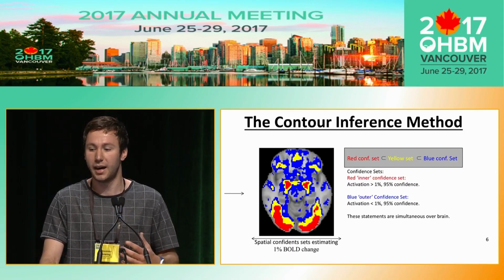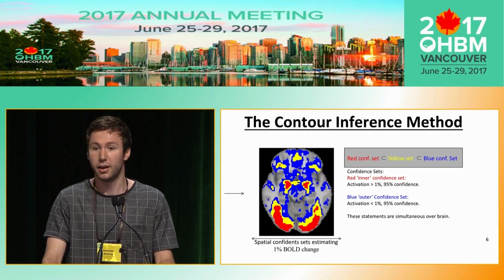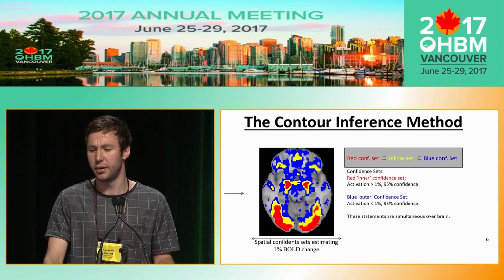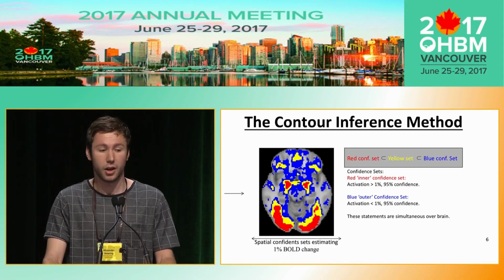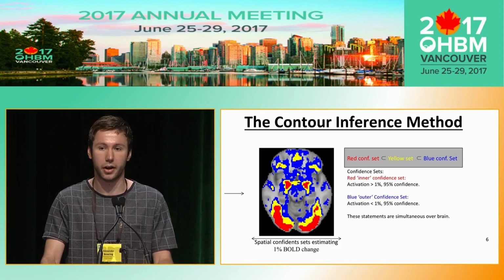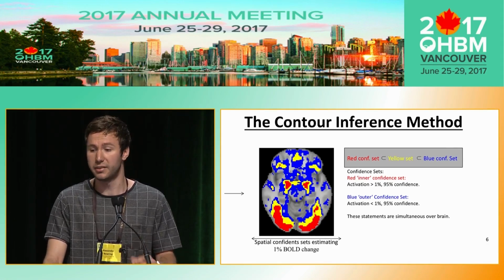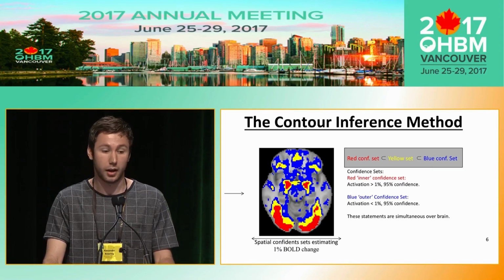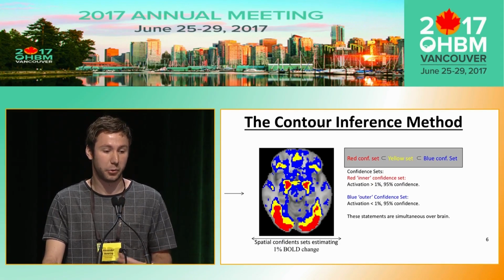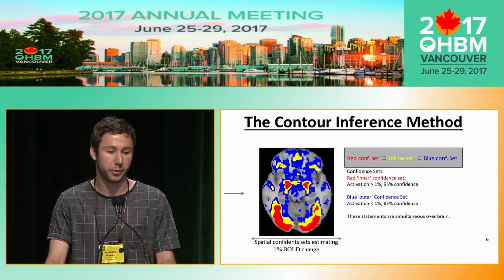For this, all the voxels outside this set, so all the gray background voxels in this picture, we would infer have less than 1% activation at the 95% confidence rate. So the blue confidence set here is quite nice because you can never disprove the null hypothesis, but by getting this blue set, we've actually got an upper bound. So for all these gray background voxels, we can infer there has been no significant activation. And when I say 95% here, what I mean is this is simultaneous over the whole brain rather than voxel-wise.